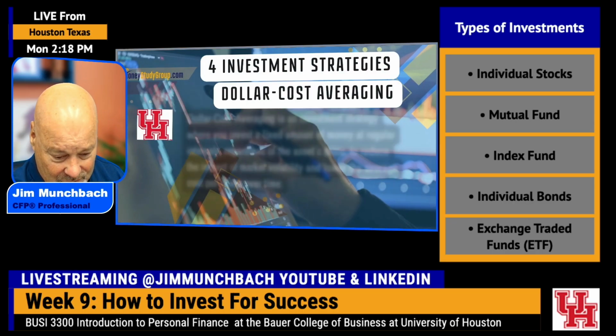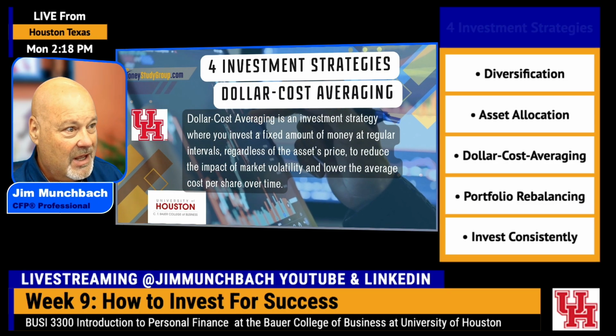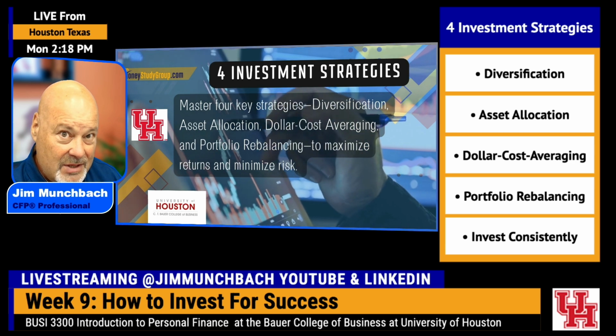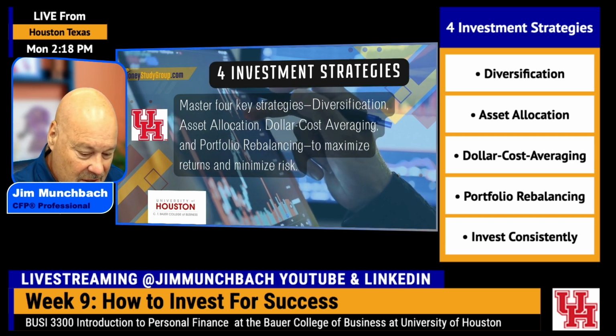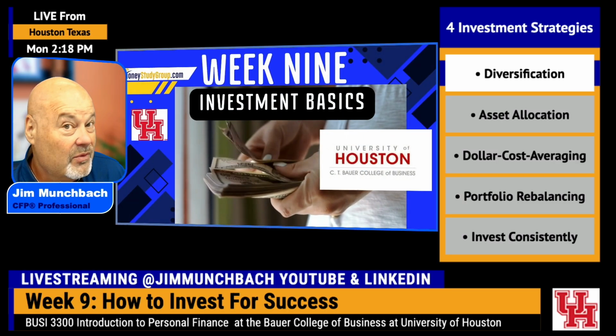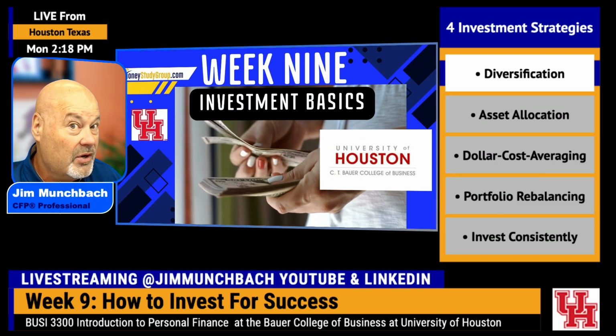Okay, so next, let's see what's next. If I can get to the next, there we go. So these are the four investment strategies. I've already mentioned them. The first is diversification. I'm going to tell you a story about Enron. If you don't know about Enron, again, you might want to read that book, do a little research, and learn about Enron.